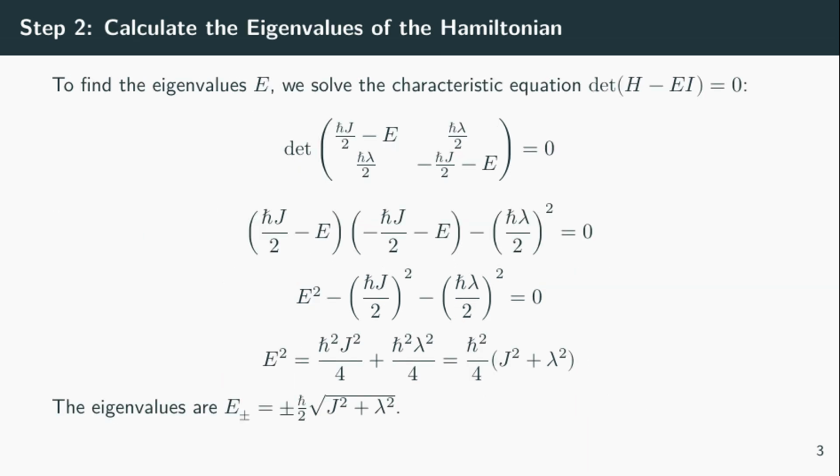Step 2 is to calculate the eigenvalues of the Hamiltonian. We need these eigenvalues to find the partition function. To find them, we solve the characteristic equation, which is the determinant of H minus E times the identity matrix set equal to 0. As shown, we take our H matrix and subtract E along the diagonal. We then calculate the determinant by multiplying the diagonal elements and subtracting the product of the off-diagonal elements, setting the result to 0. Expanding this equation, we rearrange the terms to solve for E squared. Factoring out the common term, we arrive at the expression for E squared. Finally, taking the square root, we find the true eigenvalues are plus or minus h bar over 2 times the square root of J squared plus lambda squared.